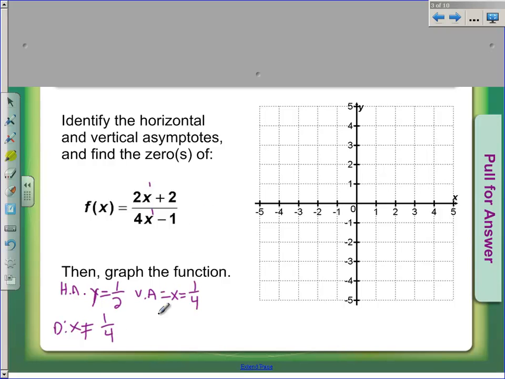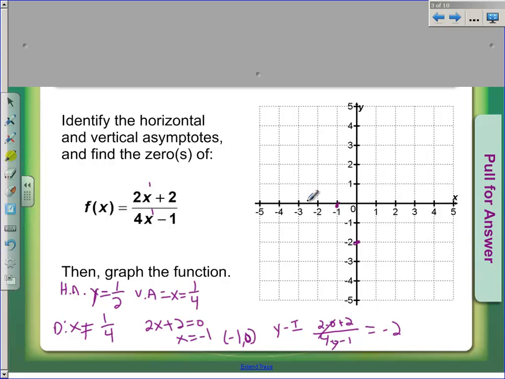Now what about the zeros? What we're going to do to find our x-intercepts is set the top equal to 0, and that happens when x equals -1, so we should have a 0 at -1. And the y-intercept is we replace 0 for x. So our y-intercept is going to be 2 times 0 plus 2 over 4 times 0 minus 1, and we get -2. So we should have a graph that touches here at -2 and a graph that touches here at -1. We should have a vertical asymptote at 1/4. I'm going to show you in just a second. And also a horizontal asymptote at y equals 1/2.